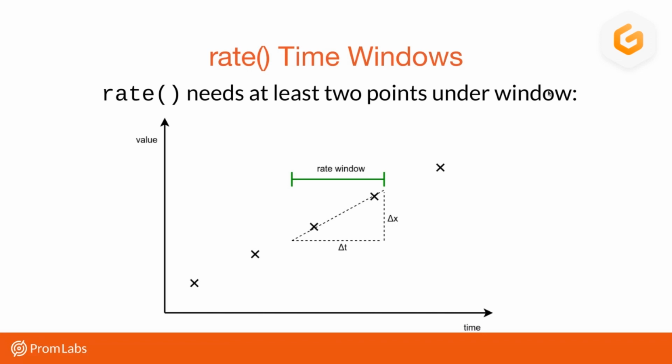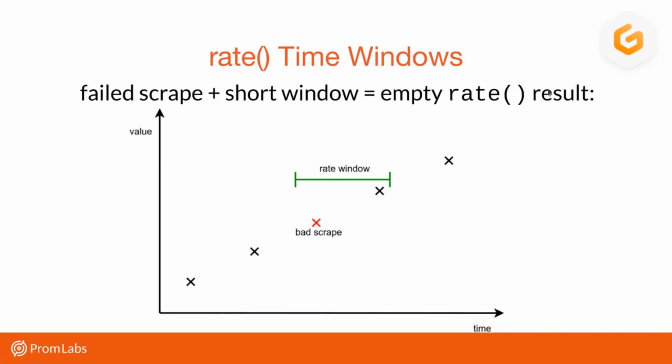But the rate function, and similarly increase, irate, and these other ones that look at how a metric develops over time, need at least 2 samples under the provided window, that's the 5m in square brackets that we saw earlier, to see a development. A single sample is not enough to calculate a delta. So what happens if for some reason we end up without 2 samples for a time series under the rate window? Then the rate function will simply provide an empty result for that time series at that point in time. In the table you would just not see that rate listed, or in a graph you might see a gap if, at a given resolution step, the window doesn't span 2 samples. For example, if you have a bad scrape and your rate window is rather short, then you have unreliable rates resulting from that.